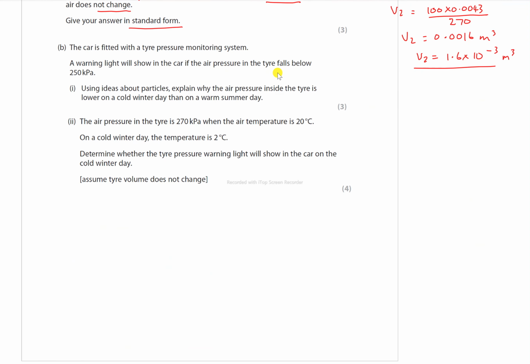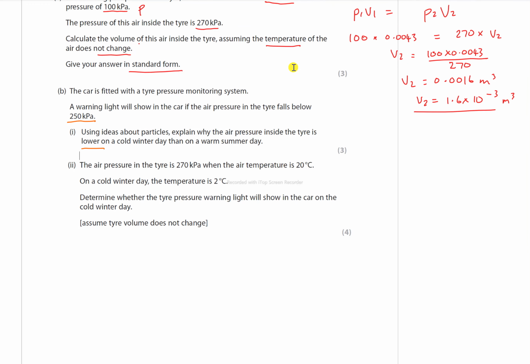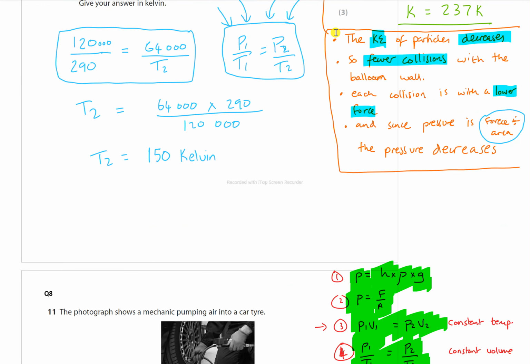Right, a car is fitted with a tire pressure monitoring system. A warning light will show in the car if the air pressure in the tire falls below 250. Using the idea of particles, explain why the air pressure inside the tire is lower on a cold day than on a warm day. So look, do you know this question here?